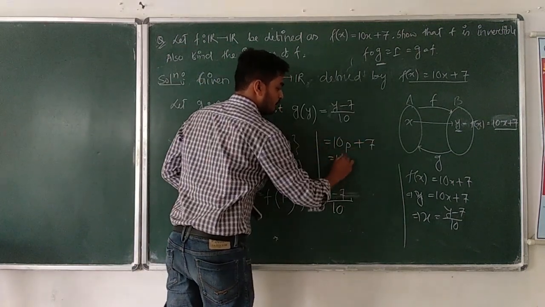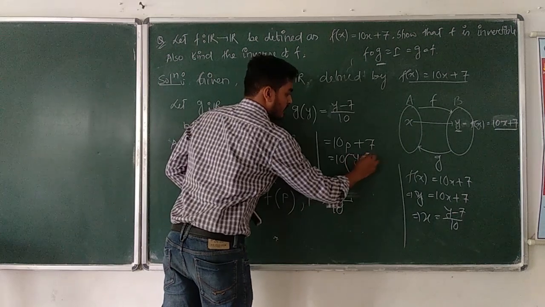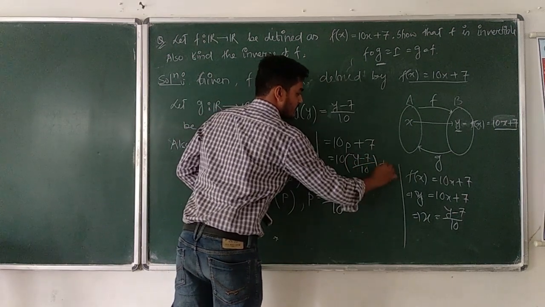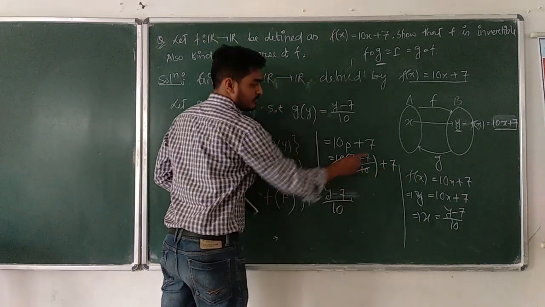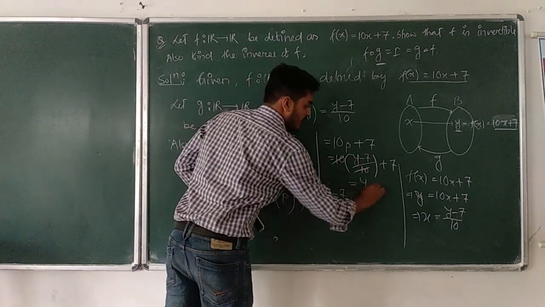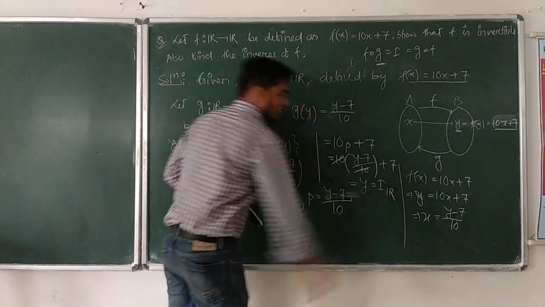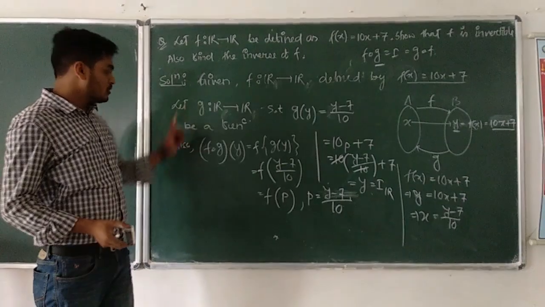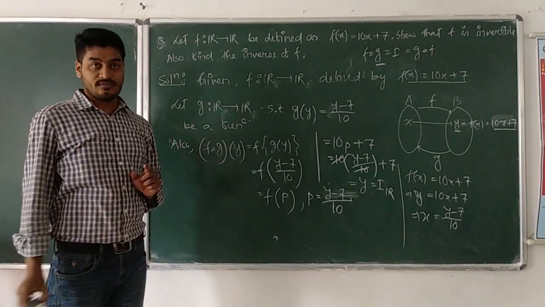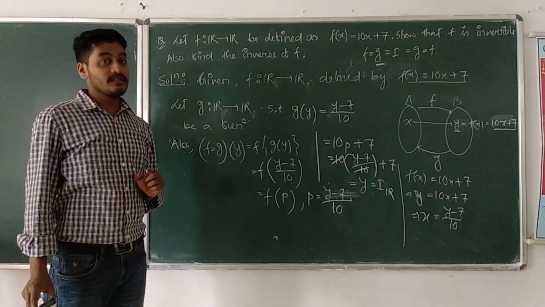So what is the value of p? 10 times (y minus 7) by 10, plus 7. 10 cancels, and minus 7 plus 7 cancel. It will be y, which is equal to identity of y. Am I correct? That means we have got that both f naught g as well as g naught f satisfy the identity property.